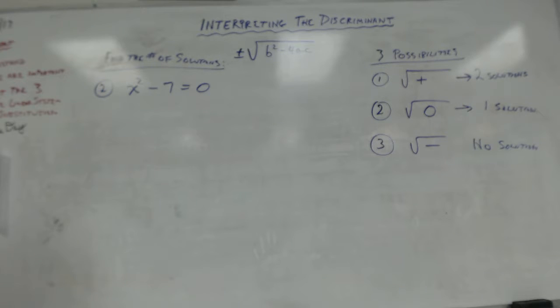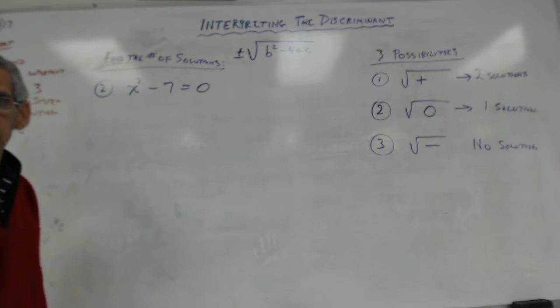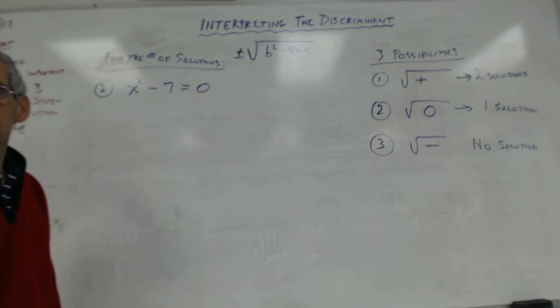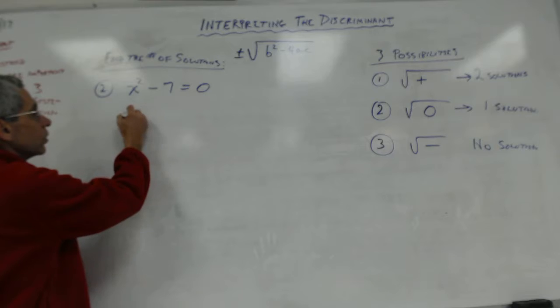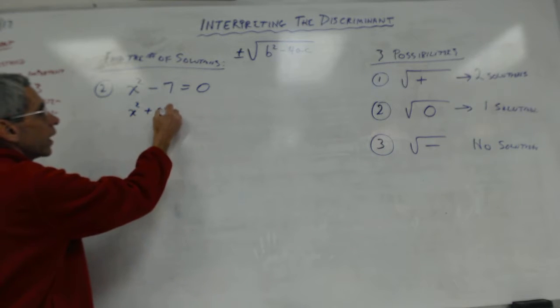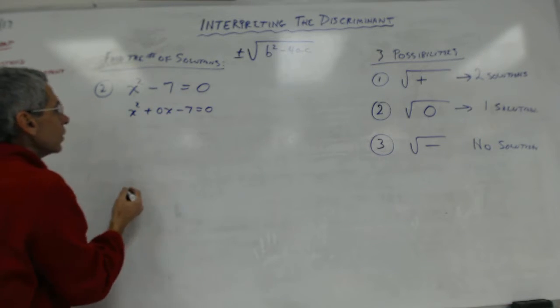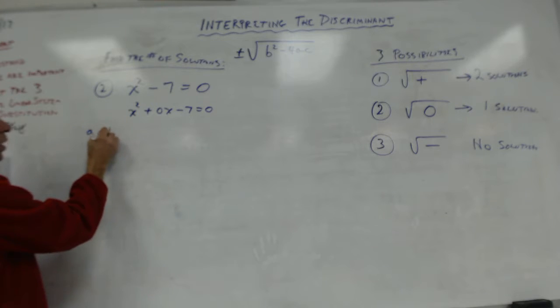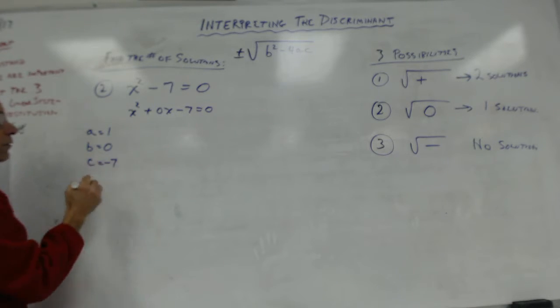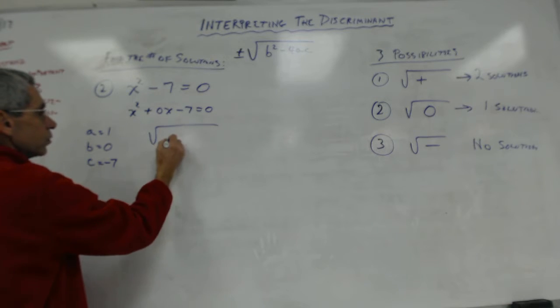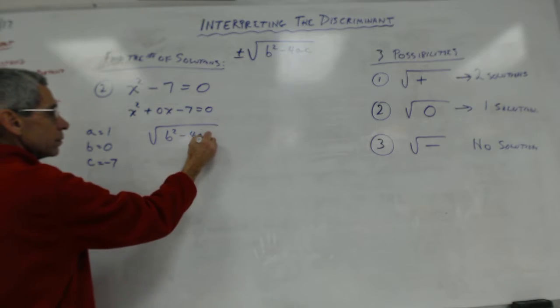How do I deal with this one? Add 0. x squared plus 0x minus 7 equals 0. So my a is equal to 1, my b is equal to 0, and my c is equal to negative 7. So I'm going to try my discriminant again.